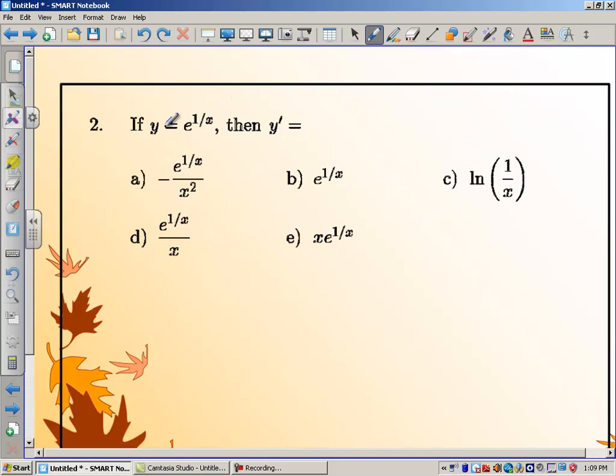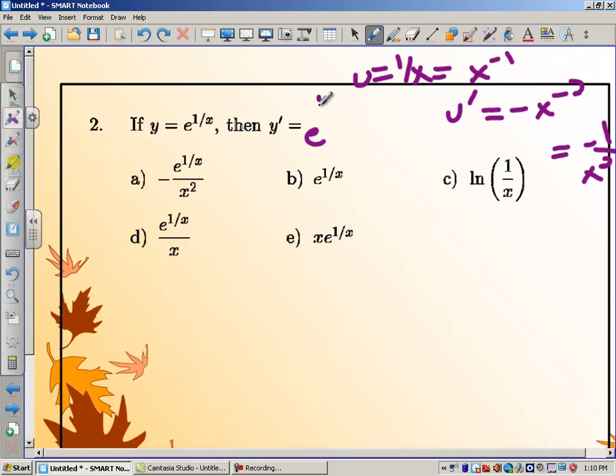Oh my goodness, e to the 1 over x. Well, here you have u equals 1 over x, which is equal to x to the negative 1. So what does u prime equal? U prime is negative x to the negative 2, which is negative 1 over x squared. So the derivative of e to the 1 over x is e to the 1 over x, and then times negative 1 over x squared, because that's the derivative of the exponent. It's the chain rule. Looks like we've got a match here.